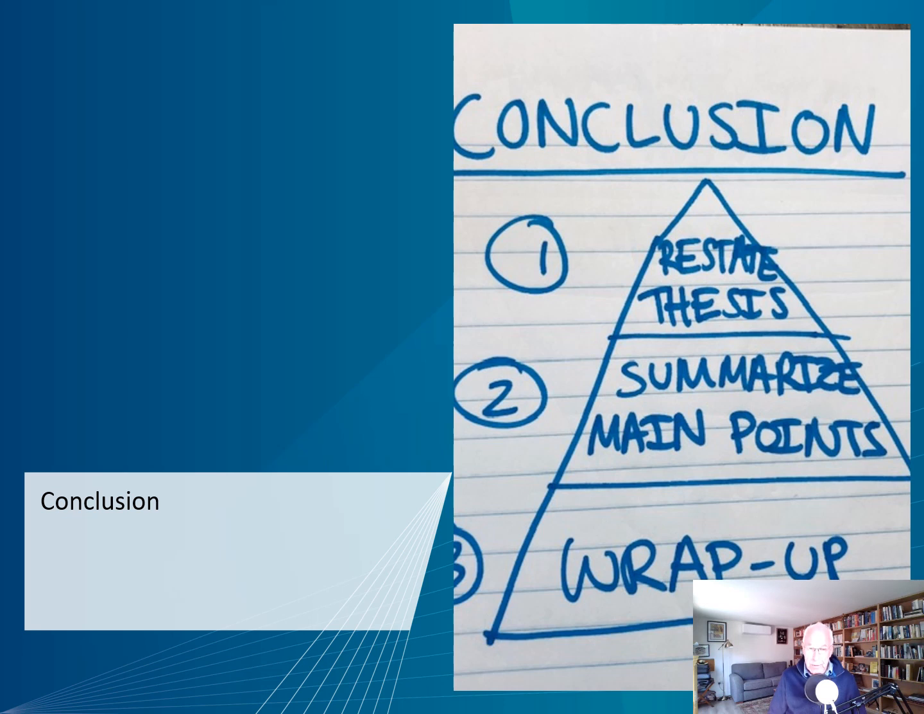So I would consider the conclusion to be your final attempt or your final chance to tell people what your paper was about, but write it in such a way that you realize that this may well be read before any other part of the paper. So as it says here in that diagram on the right hand side, restate the thesis, summarize the main points, and then sort of wrap up.